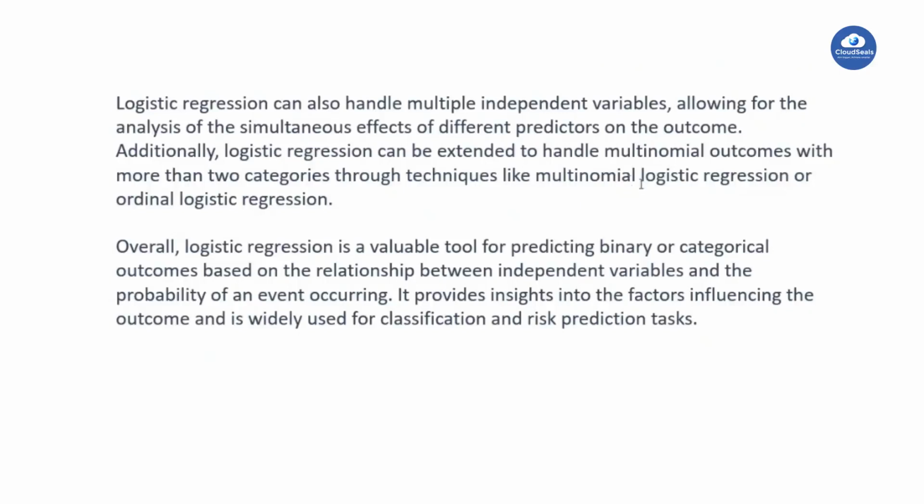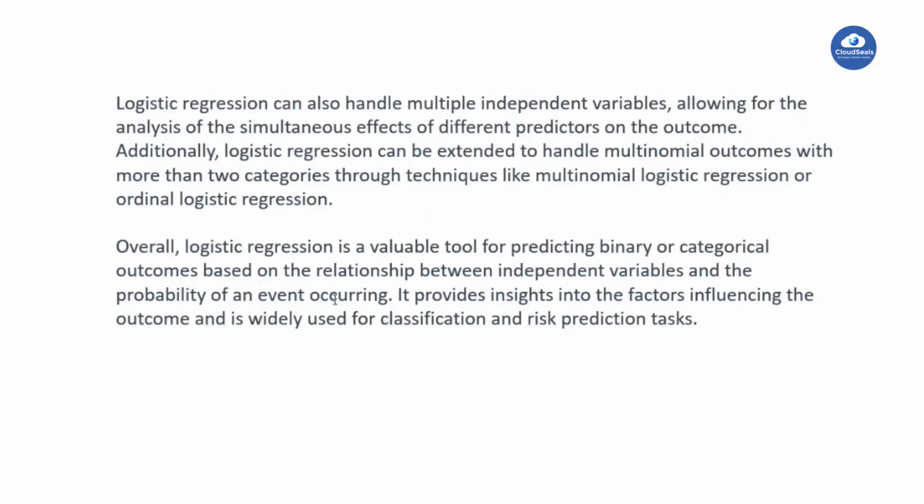Another one is the multinomial logistic regression. But it depends on the dependent variable. If the dependent variable has two classes, it is the binary logistic regression. If the dependent variable has more than two classes, it is the multinomial logistic regression. Okay, so logistic regression depends on the relationship between the independent variable and the probability of the event occurring.